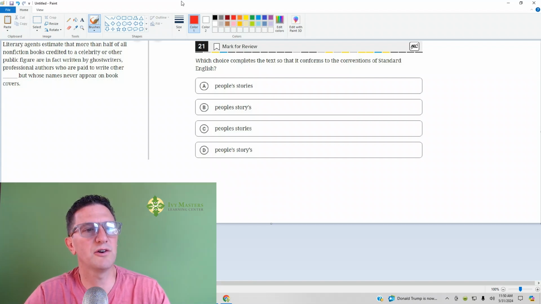Paragraph says, literary agents estimate that more than half of all nonfiction books credited to a celebrity or other public figure are in fact written by ghostwriters, professional authors who are paid to write other people's stories, but whose names never appear on book covers.